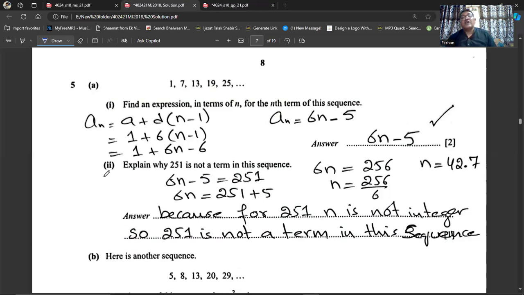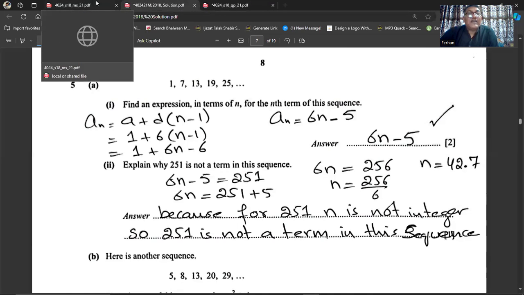In a sequence, there is a first term, second term, third term, fourth term. The number of the term is always an integer. It cannot be 42.7. So because for 251 n is not an integer, 251 is not a term in this sequence. The n must be an integer. Okay, so 251 is not a member of this sequence.